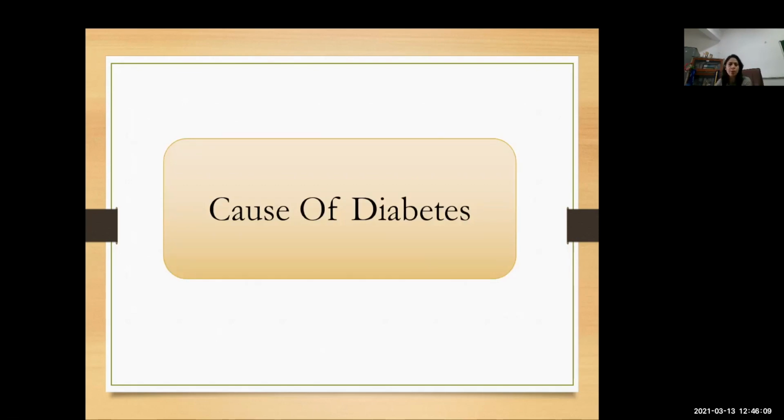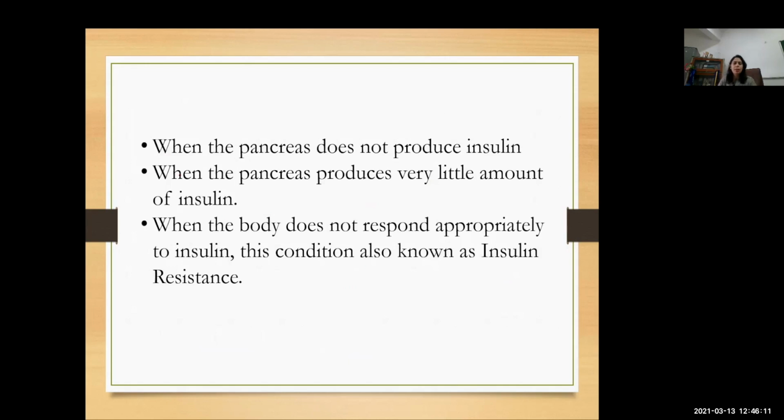So what are the causes of diabetes? There are three main causes. First is that the pancreas does not produce insulin, that is, no insulin. The second situation is when the pancreas produces a little amount of insulin. It is producing insulin, but whatever it produces is not enough to bring the glucose level down to the normal glucose level.